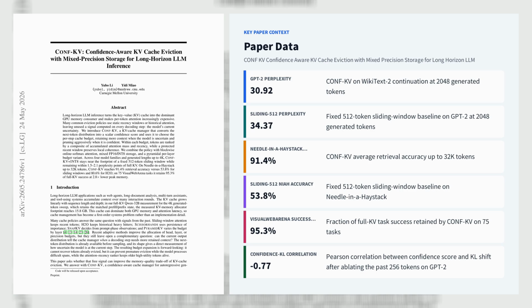On 75 VisualWebArena tasks, it preserves 95.3% of full KV success, while cutting peak memory by 2.8 times. A mechanistic ablation shows confidence anticorrelates with KL shift after removing the past 256 tokens, with Pearson r equals -0.77 on GPT-2, supporting the central assumption that low confidence steps are the ones that need more retained context.